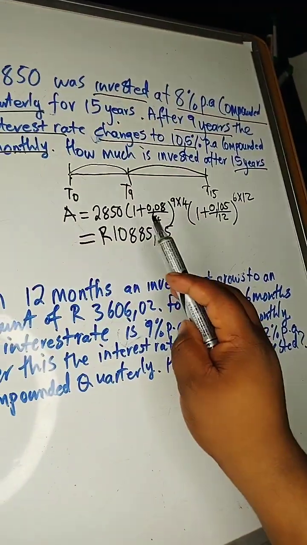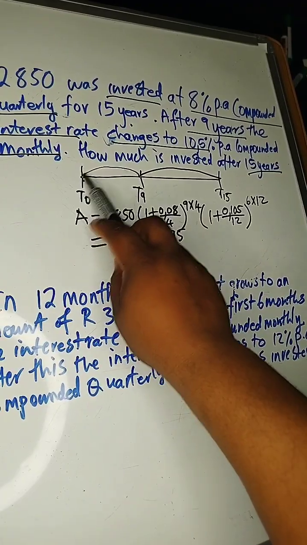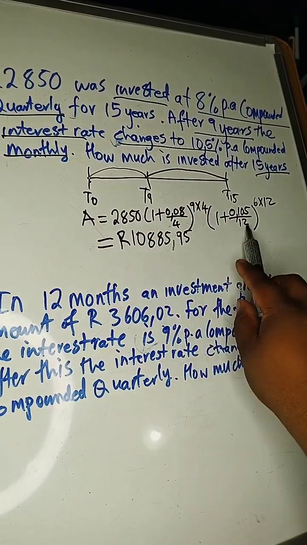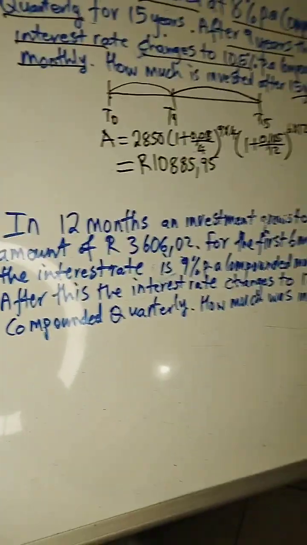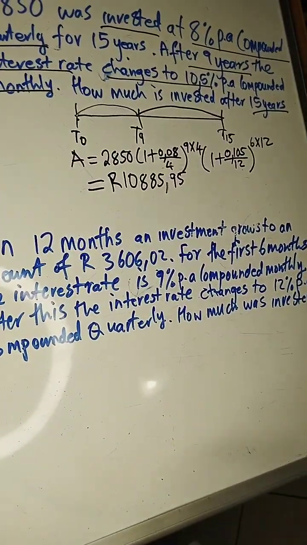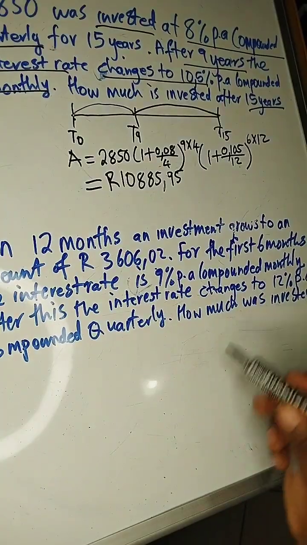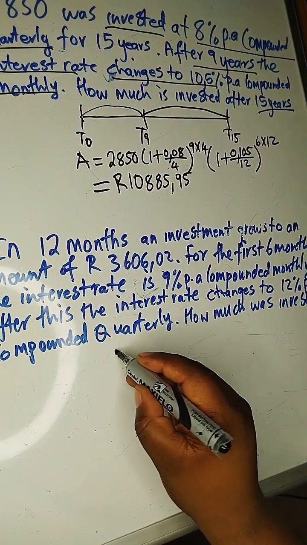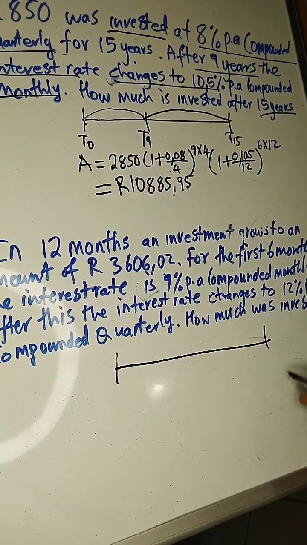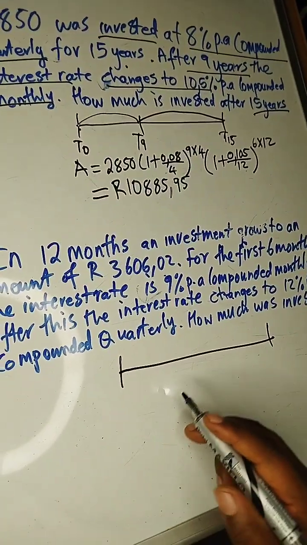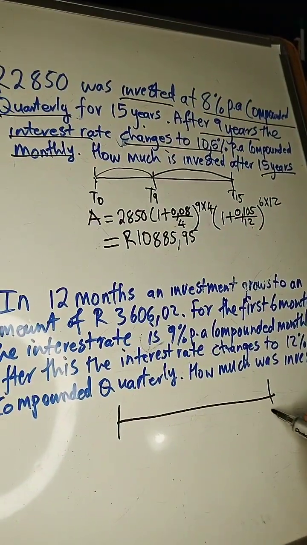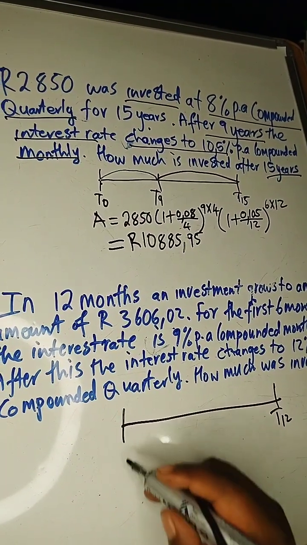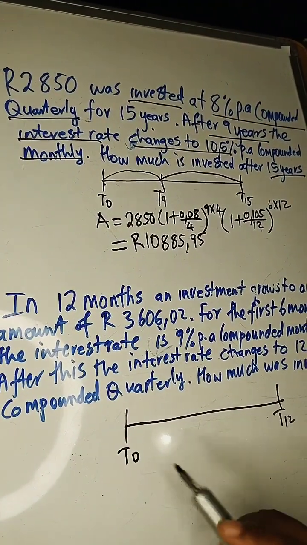Remember, the reason why we are multiplying is because it's the same amount, just changing the compounding periods. Now let's deal with the second one. The second one says we have a timeline. This is our timeline. It's for the period of 12 months. So we have T12. This is T0.